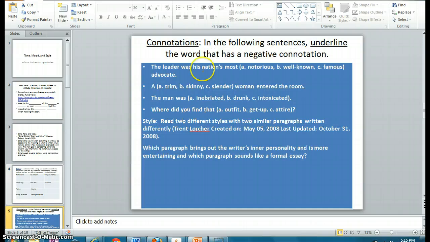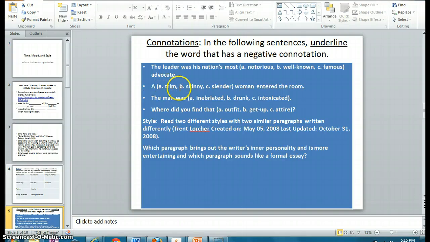Next slide. Connotations in the following sentences. Underline the word that has a negative connotation. So you're going to do this on your own. I'm going to go through the answers with you. Okay, the leader was his nation's most: is it notorious, well-known, famous, advocate? We want a negative.